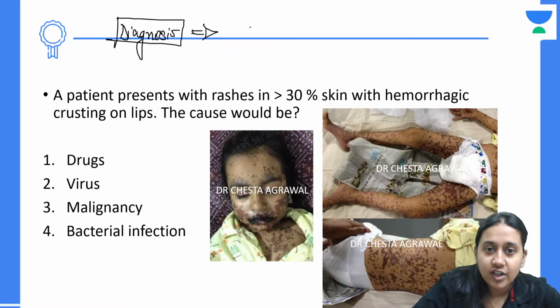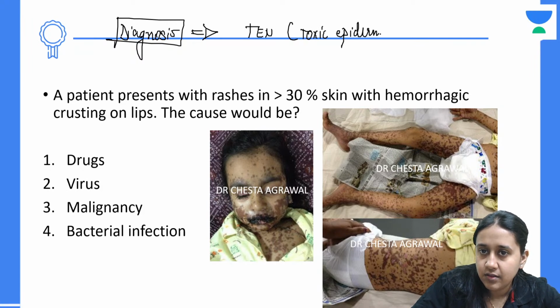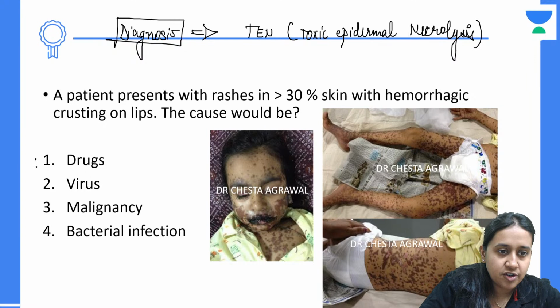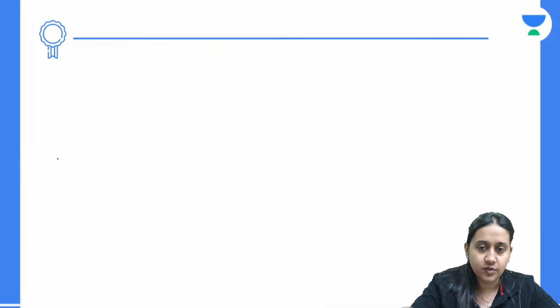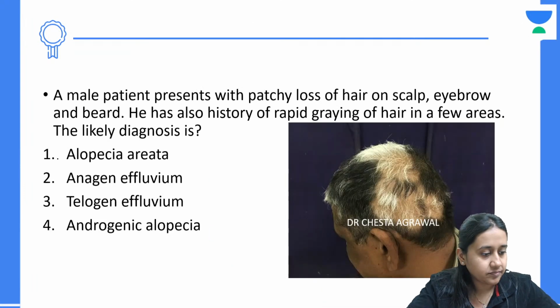The diagnosis will be toxic epidermal necrolysis. And please remember, drugs are one of the very important causes for it. Next.